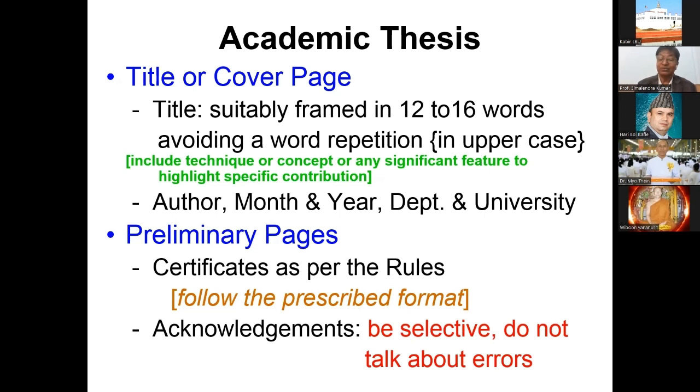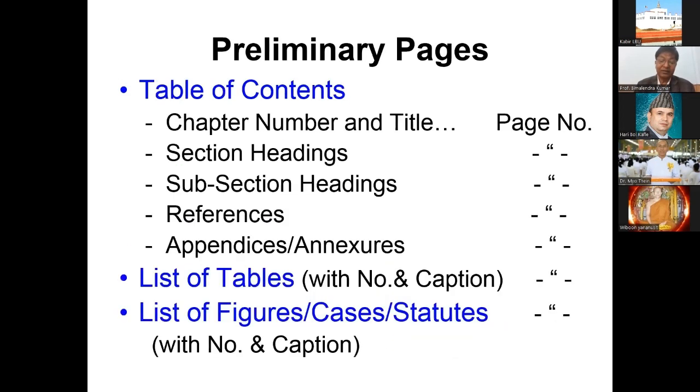Then comes the acknowledgement. The candidate also writes about the persons from whom he has taken help related with his scholarship. So he has to write down the acknowledgements, and it must be selective also, not each and every one, but some of the persons. Then after the preliminary pages, the table of contents. After the certificates and the acknowledgement, comes the contents page.